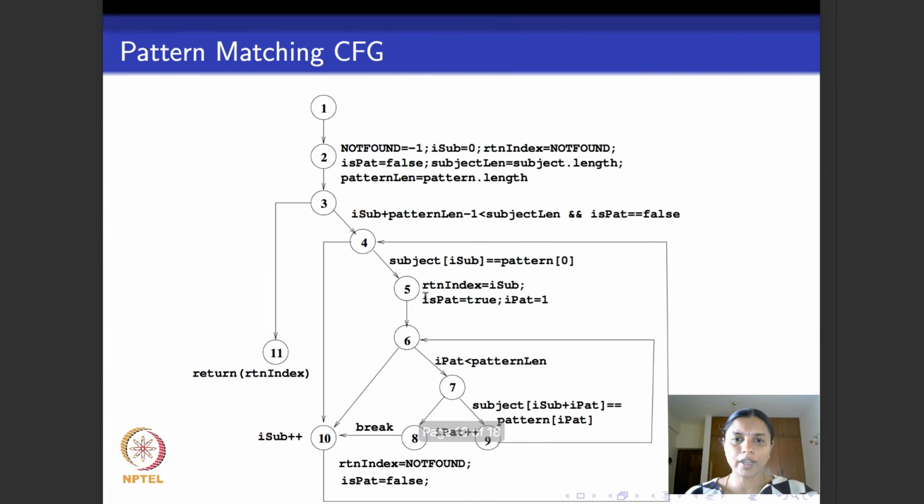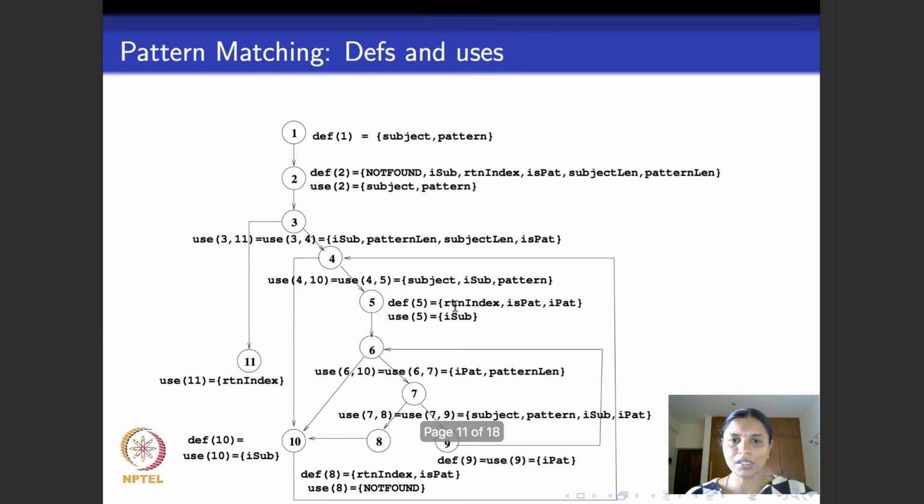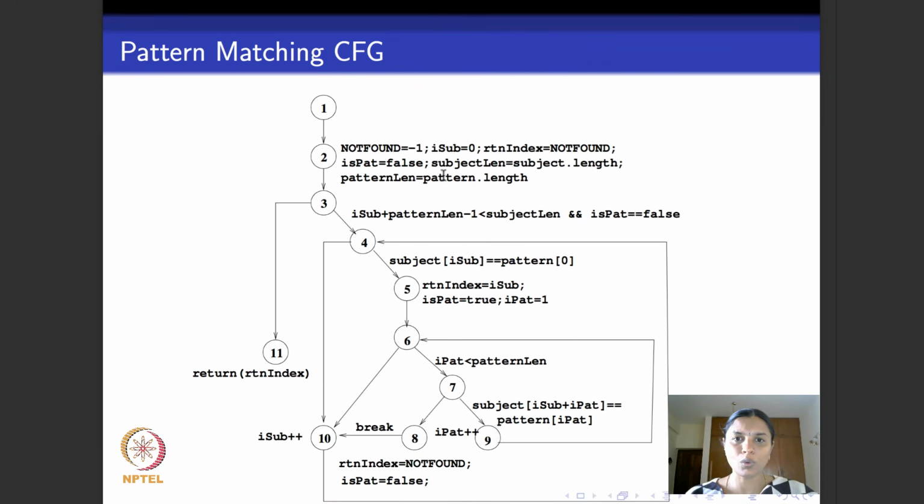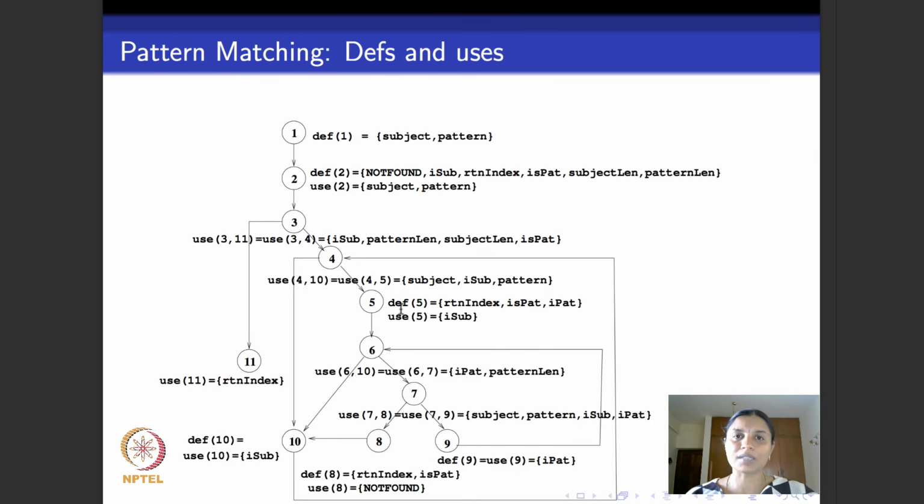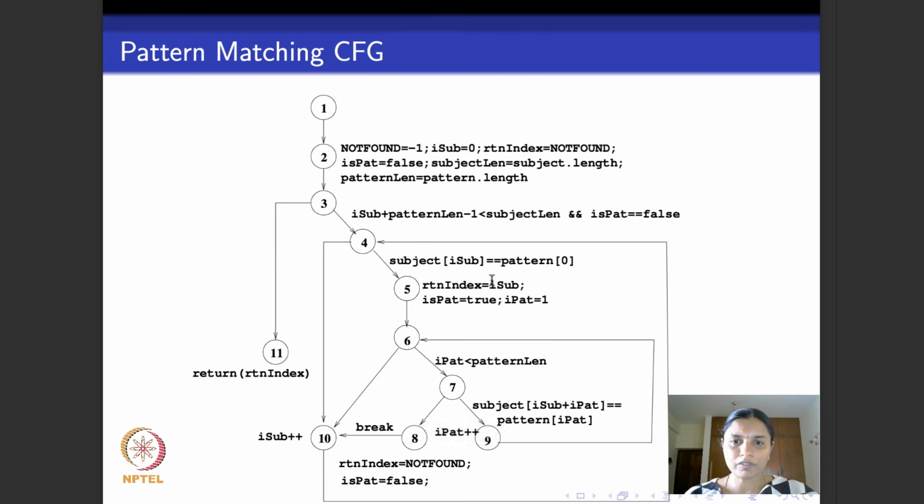And then at statement 5, I have these two assignment statements. So I say returnIndex, isPat, and iPat are defined at the statement. Please note that isPat is defined once here also. Sorry, isPat is defined once here also at 2, and it is defined at 5. So if you go back and look at the code, it is initialized at 2 and its value is reset to another value at 5. So both we call them definitions because it's again rewritten in memory, right? So definition of node 5 is this set. Similarly, use of node 5 is this i.